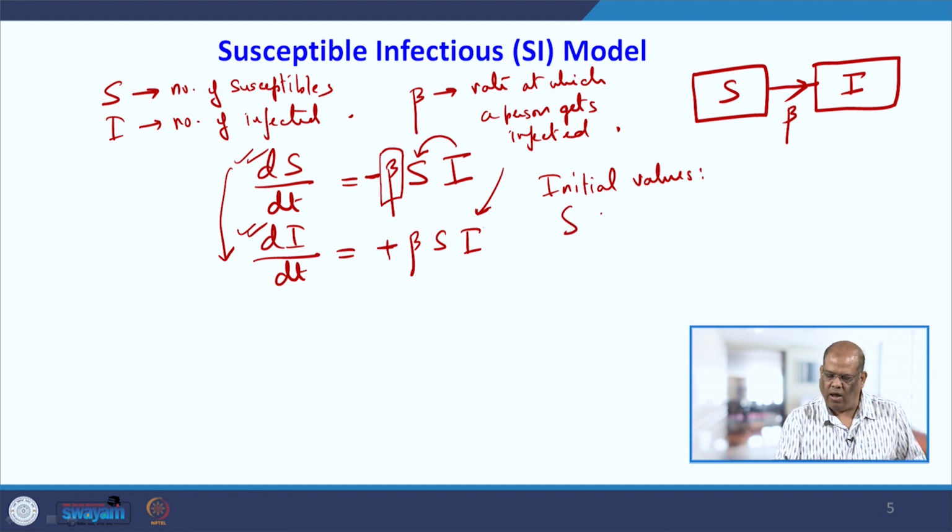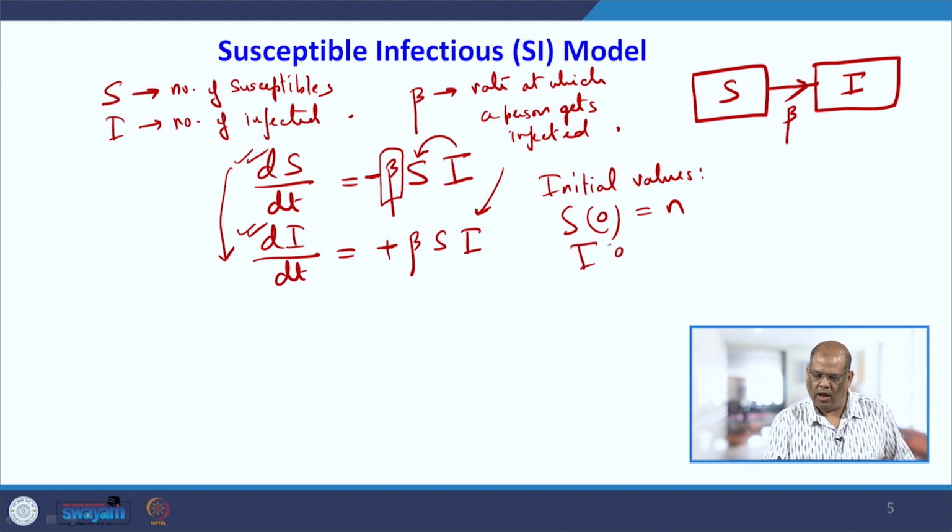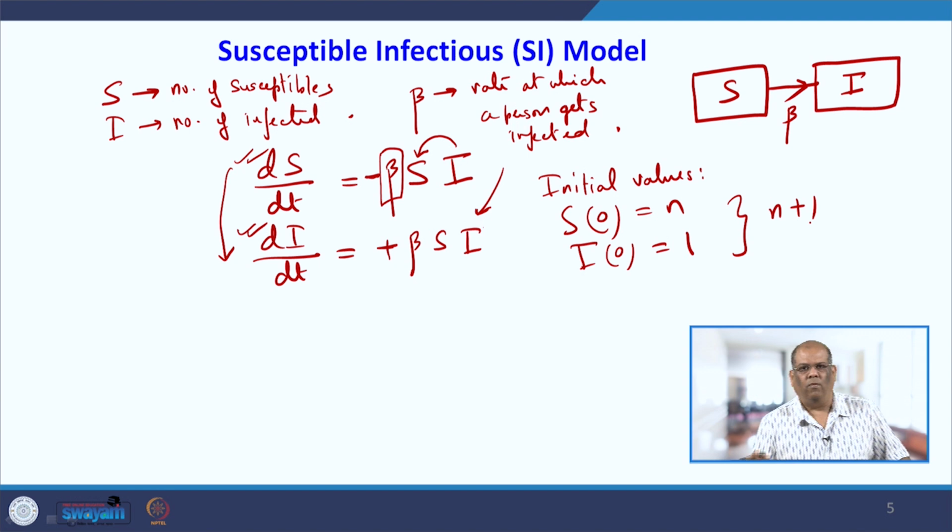Say at time t equal to 0, let there be n susceptibles, and at time t equal to 0, there is only one infected. So, total population becomes n plus 1. We want to see what happens to the whole population over large time.